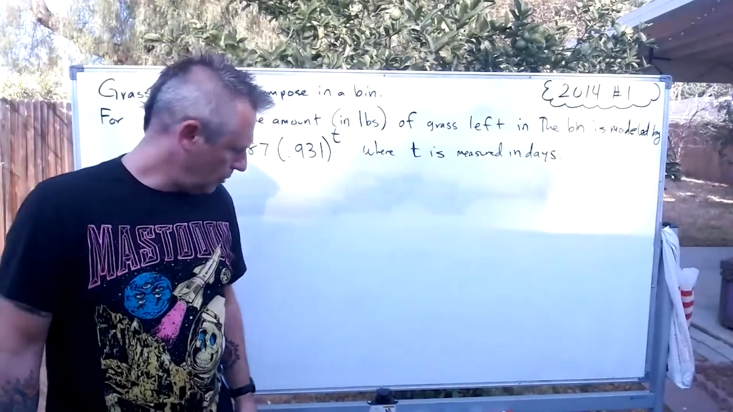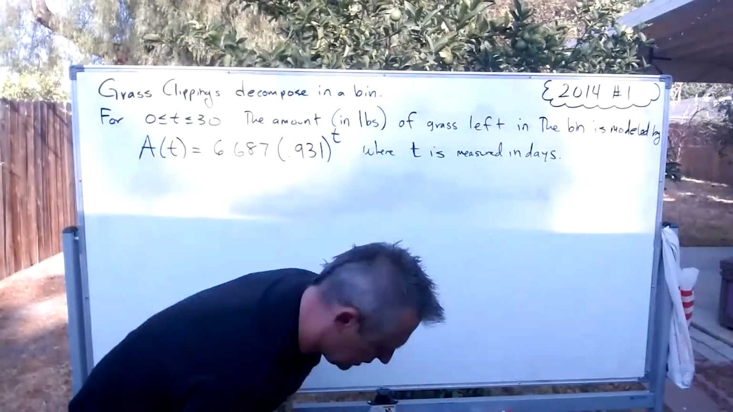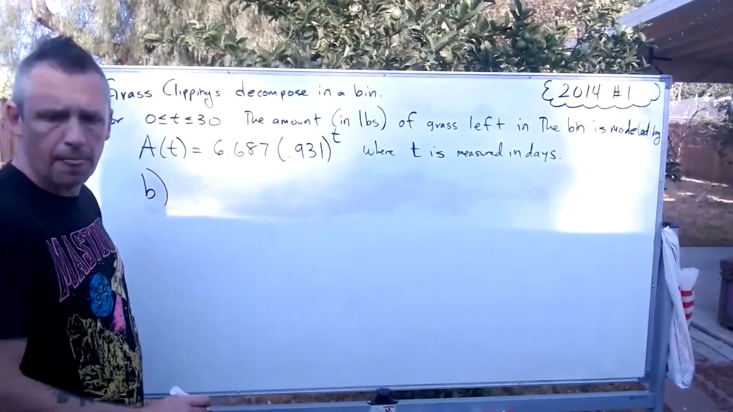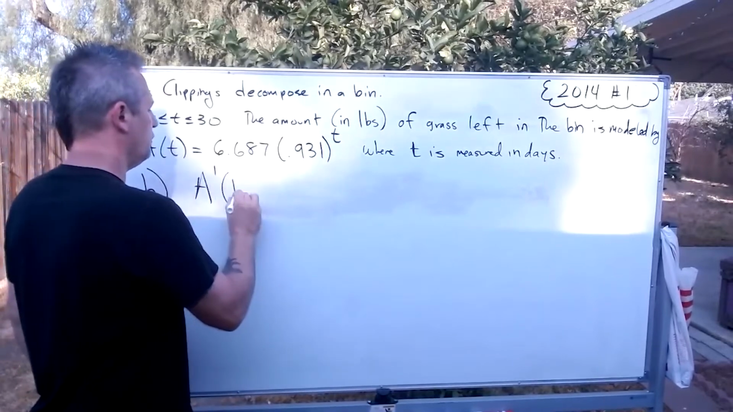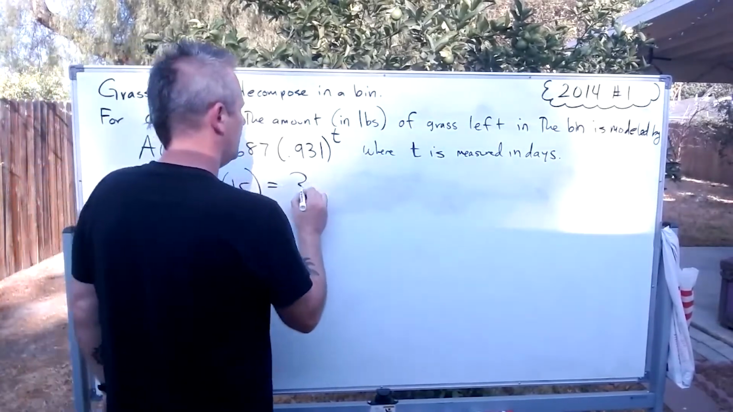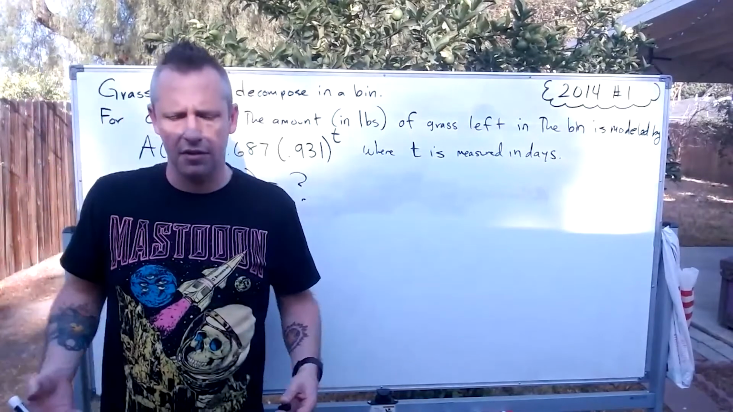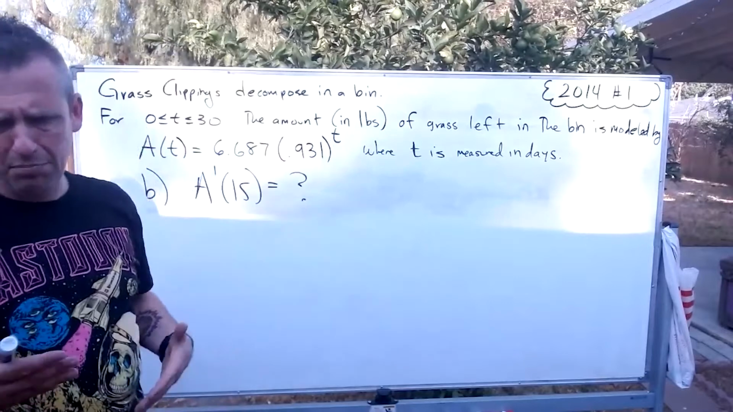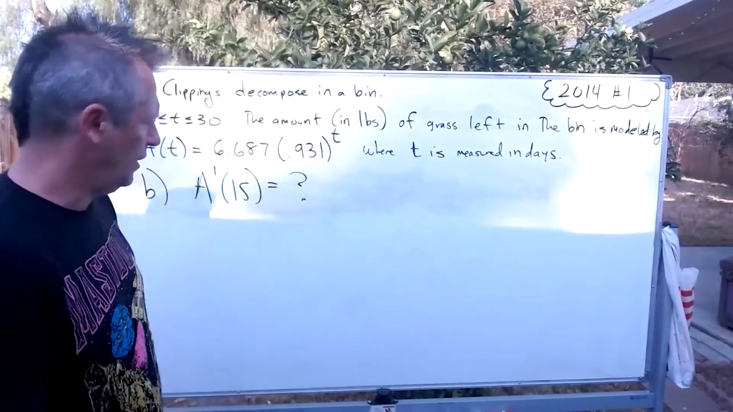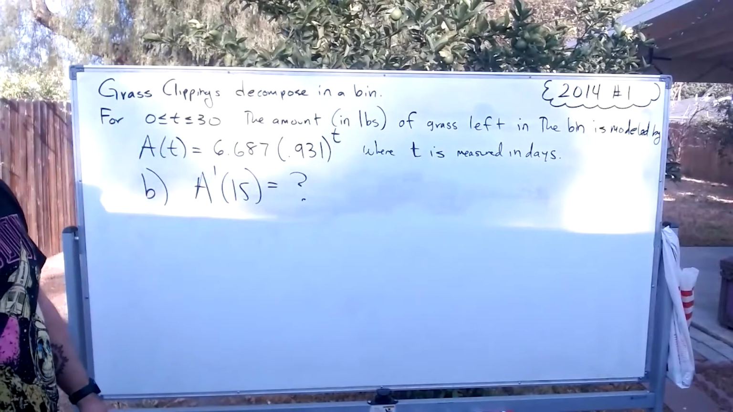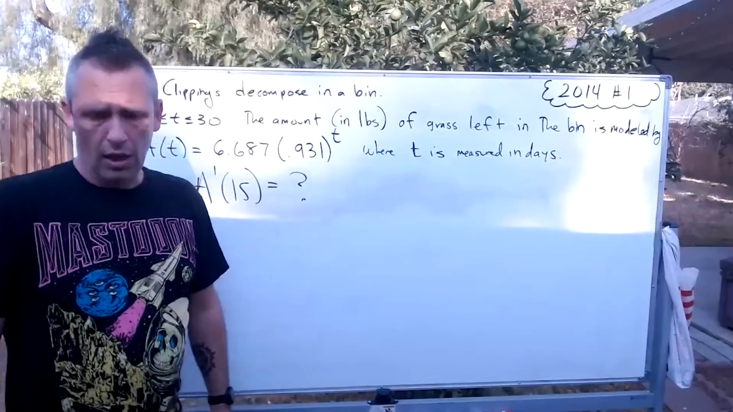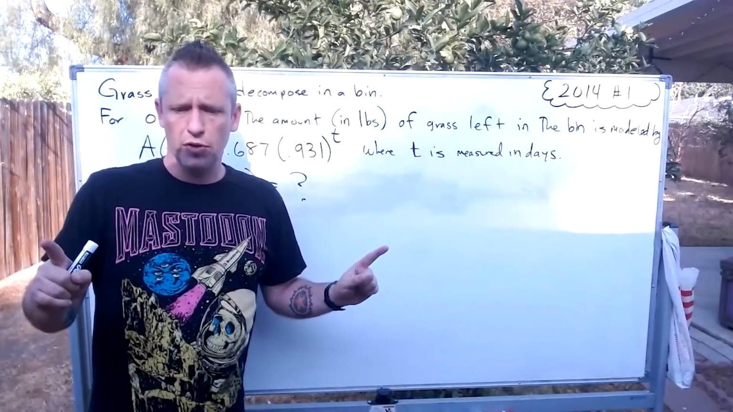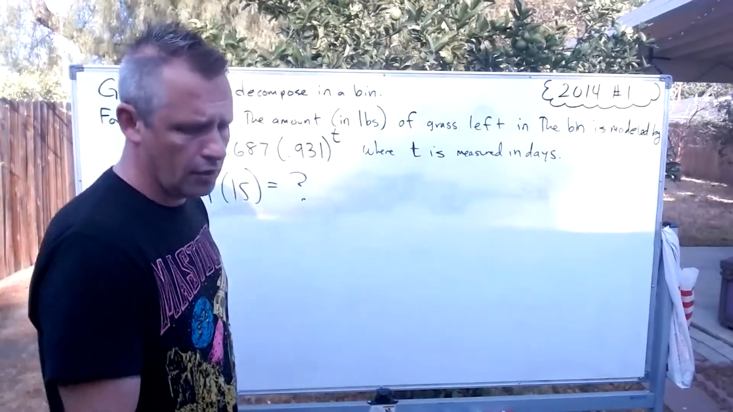Okay, so here we are into part B of this problem. Part B is actually really, really simple. Part B asks us to compute A prime of 15 and interpret what this means in the context of this problem. Presumably this has some meaning. We're talking about grass and bins and things like that. So what does this end up meaning? So that's what it's asking us to do. This is a straightforward derivative problem. I'm going to show you how to do this very, very quickly and simply with your calculator, also on the video here.